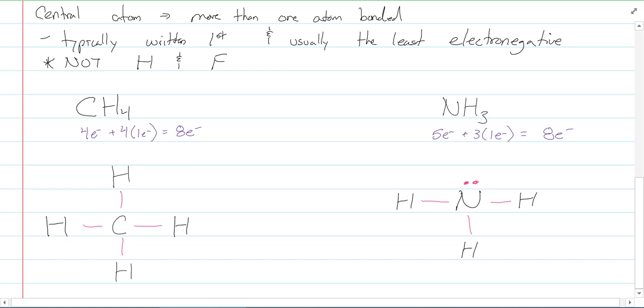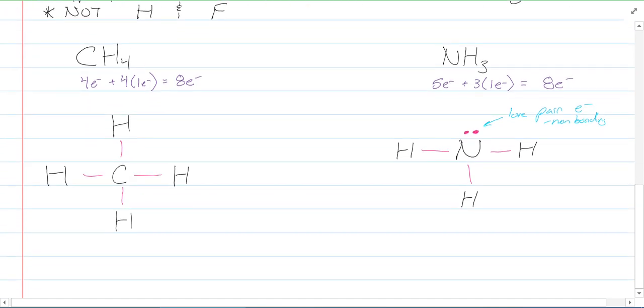So now we have a lone pair of electrons, which is non-bonding. They're still there, they still take up space, they still exist, they're just not bonding. So now nitrogen has 2, 4, 6, 8, and each hydrogen has 2. And we're happy.